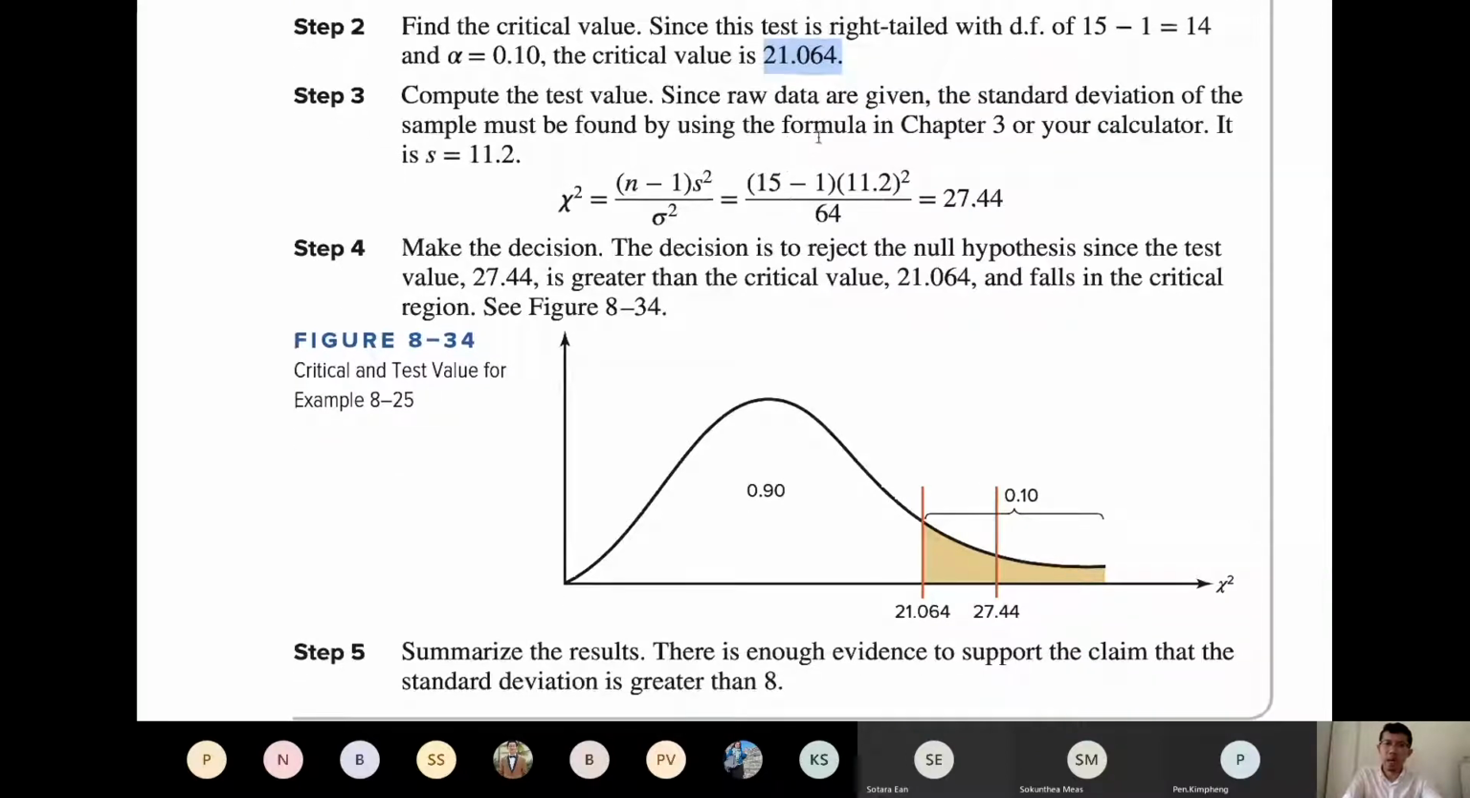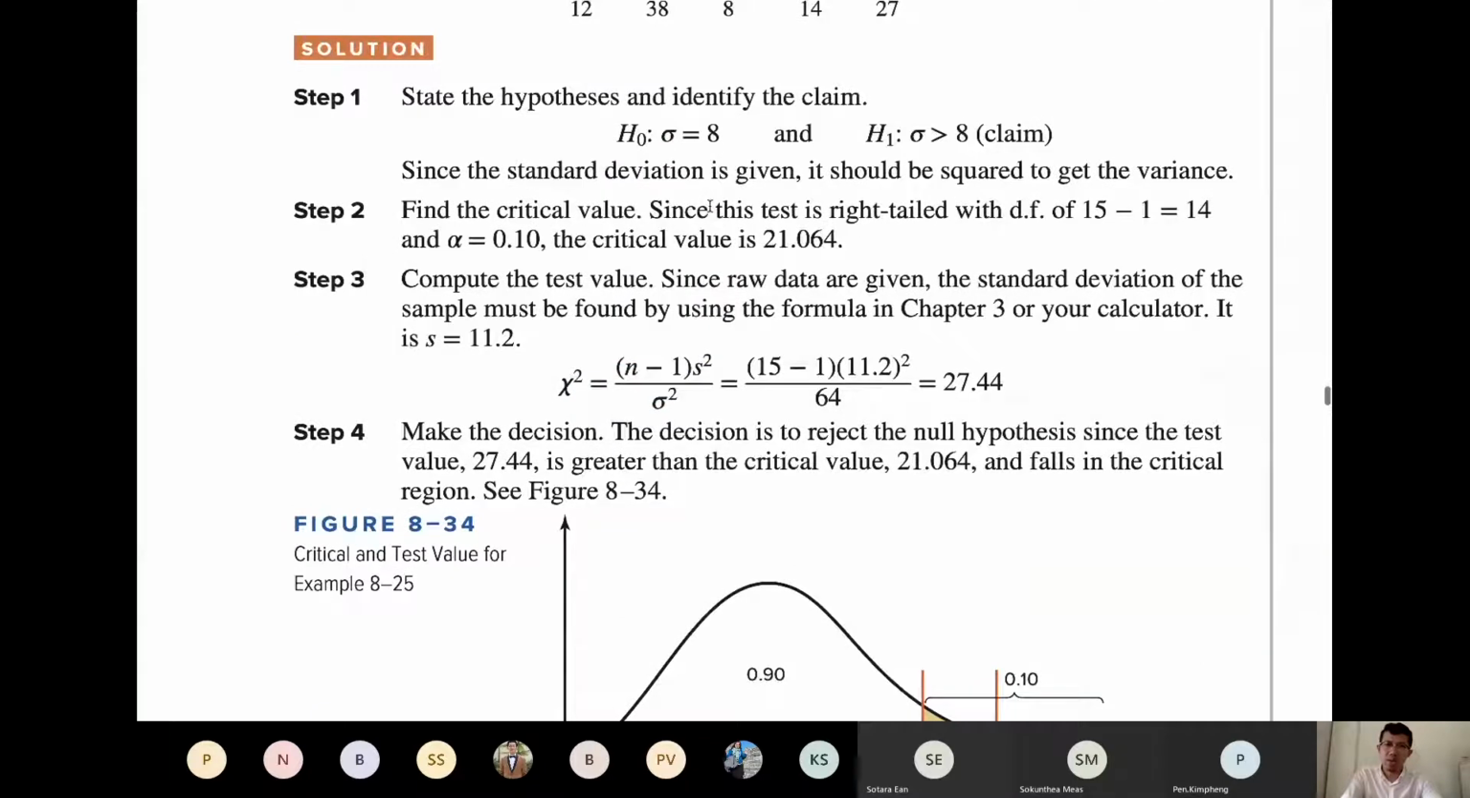And again, you have to compute the test value. This is still our test value. Even though we come up with a test related to the standard deviation, not the variance, the test value still works with the variance. Since the standard deviation is given, you just square it and you come up with the variance.